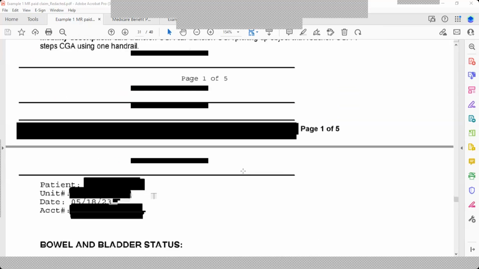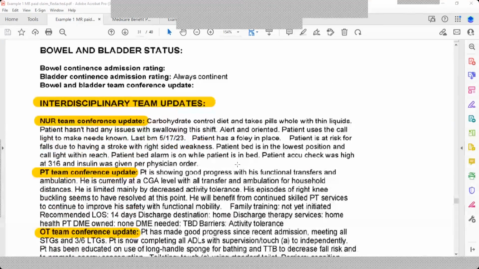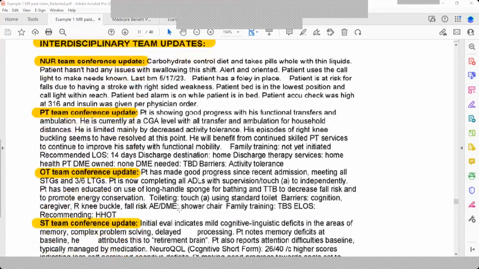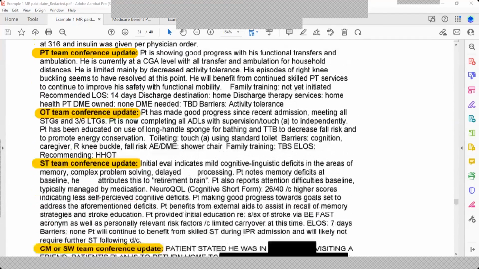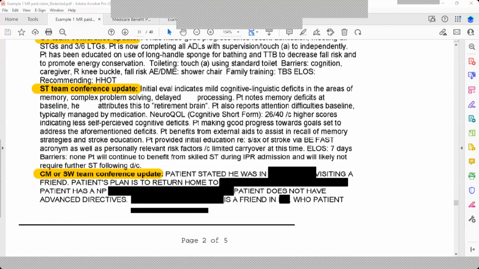Next, the team conference updates for each treating discipline are documented within the minutes. So here we have nursing, here's PT, and they are saying good progress. Occupational therapy, again, they have good progress. Speech language pathology, and they're also reporting good progress right down here. This is the case management social work update, and they are saying that he wants to return home.